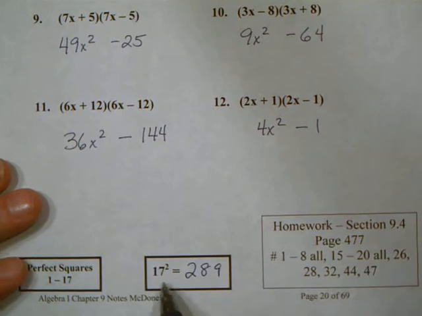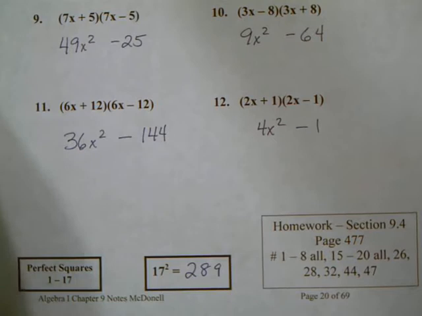Today's perfect square is 17 squared. And 17 squared is 289. I remember that. 7 times 7 ends in a 9 because it's 49. And 4 times 7 is 28, so it's 289. That's how I remember what 17 squared is.